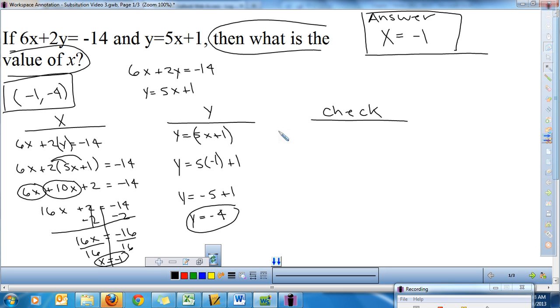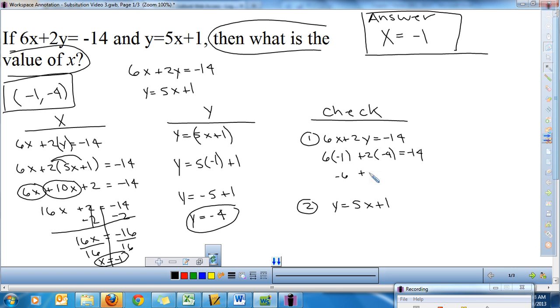To make sure that I'm right, I'm going to check it, and that's why we had to solve for y. So 6x plus 2y equals negative 14. And my second check is going to be y equals 5x plus 1. Just to make sure, my value of x was negative 1, my value of y was negative 4. If we put this into our calculator, 6 times negative 1 is negative 6, plus 2 times negative 4 is negative 8. Negative 6 plus negative 8 is negative 14. That check works.